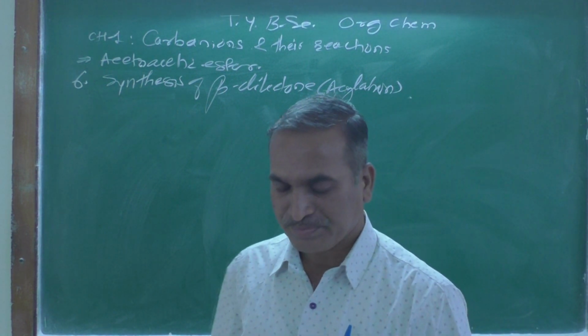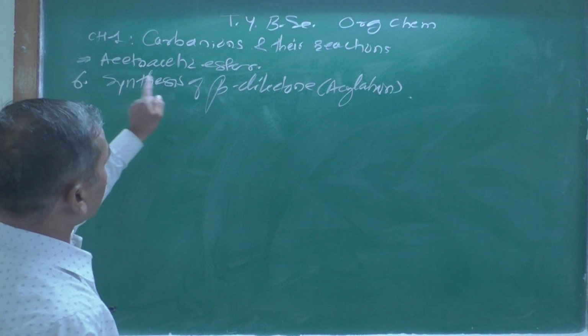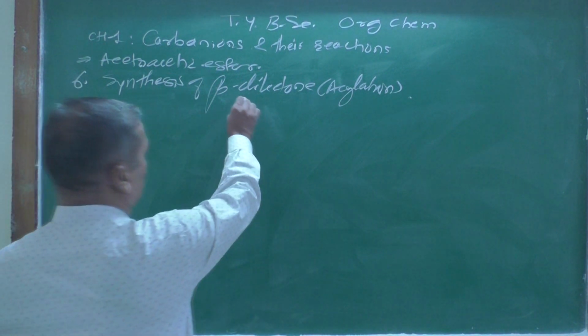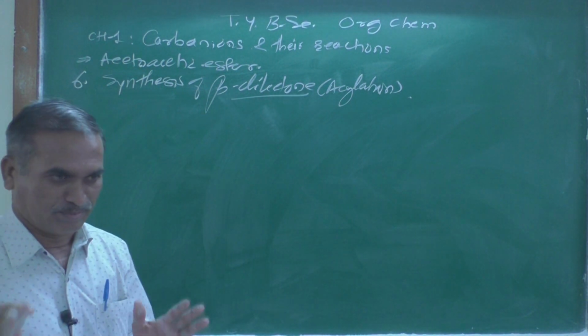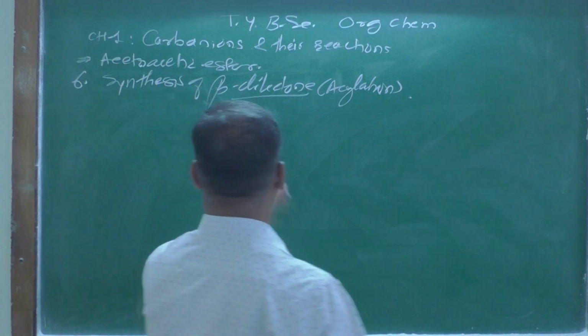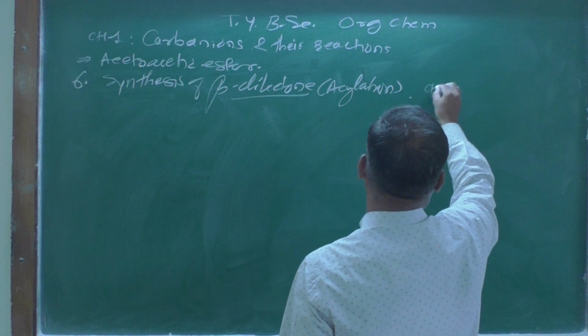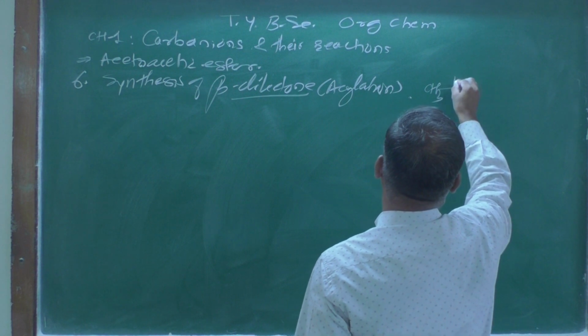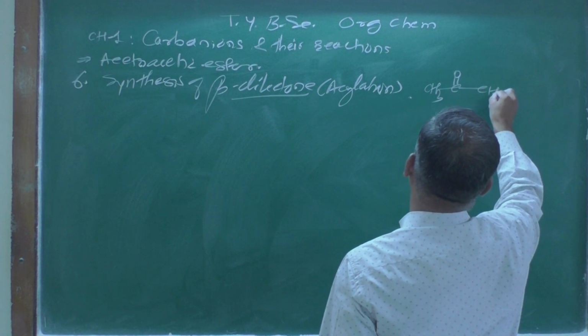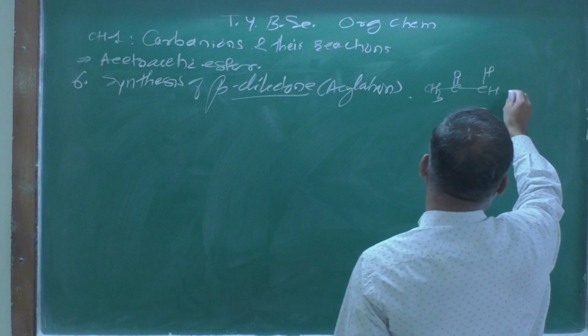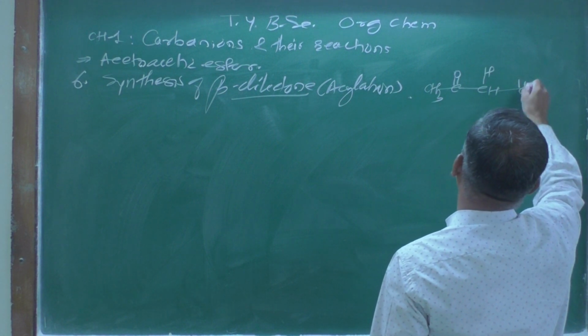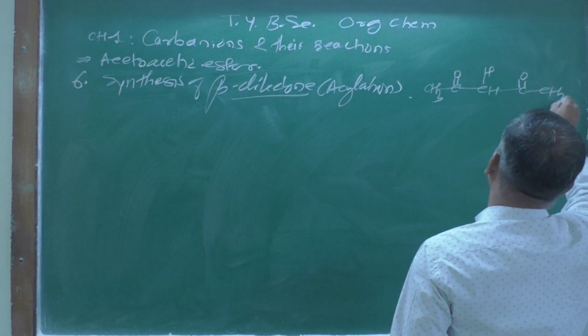Now, the synthesis of beta-diketone, most of you might know it. Let me write here CH3, then C double bond O, CH, one H I am writing over here, and then C double bond O and CH3, right?